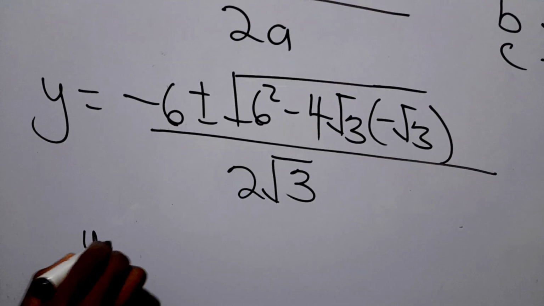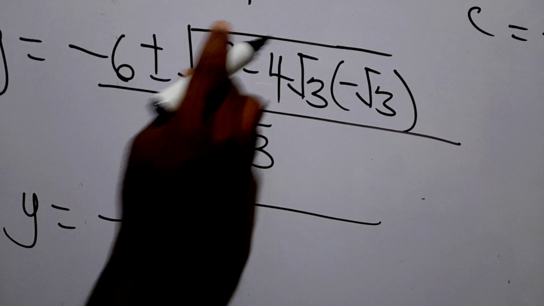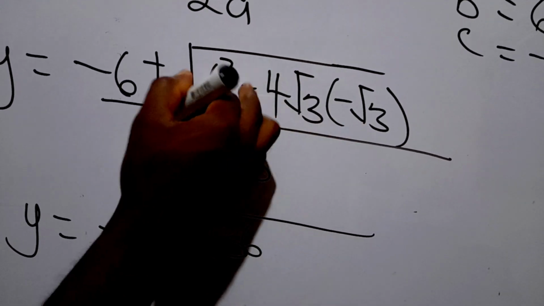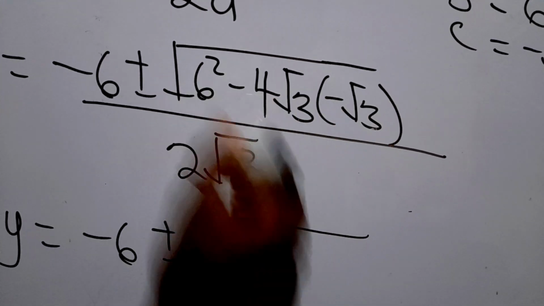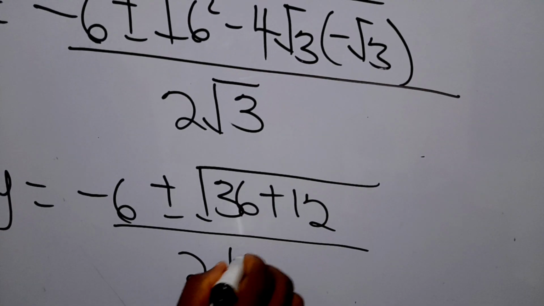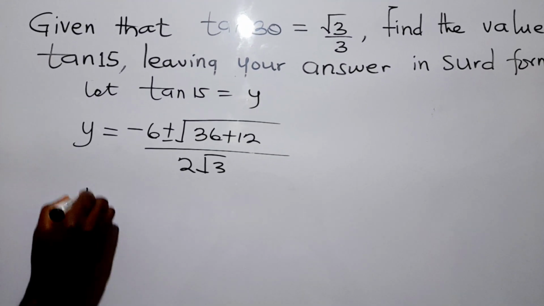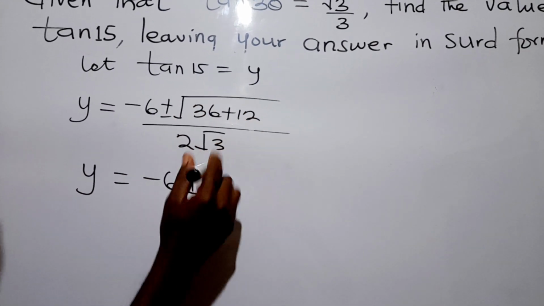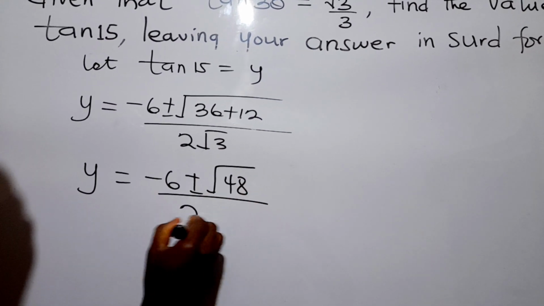So our y will be equal to negative 6 plus or minus the square root of 6 squared, that is 36, then root 3 times 4. This negative times that will be plus, then root 3 times root 3 will be 3, times 4 will be 12, over 2 root 3. So from here, our y will be equal to negative 6 plus or minus the square root of 36 plus 12, that will give us 48, then divided by 2 root 3.